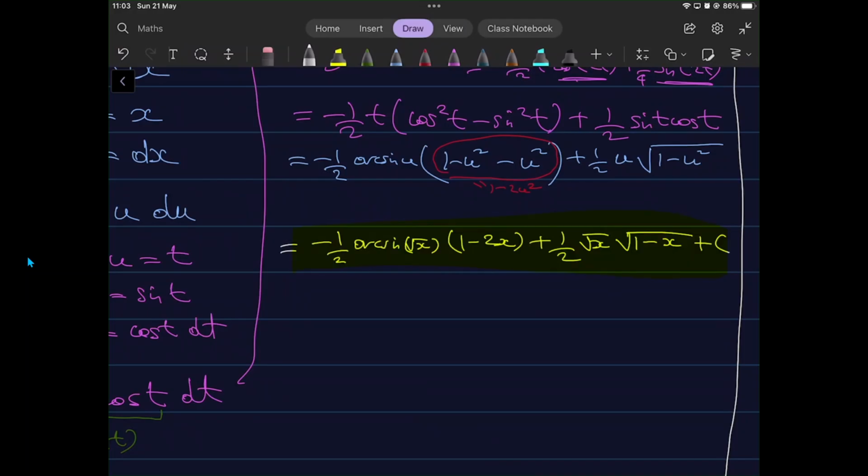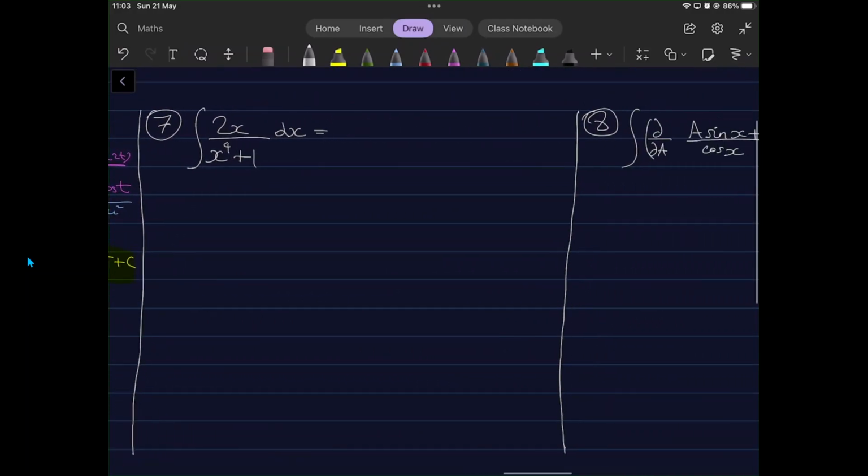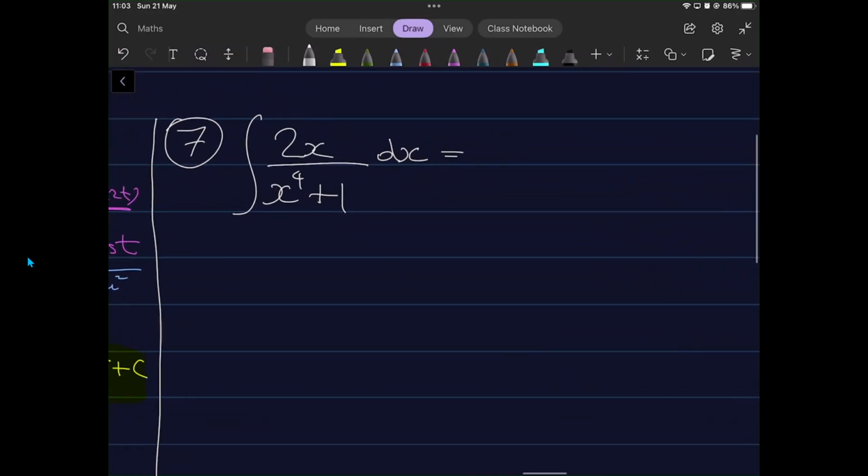Let's see what's our next integral. Number 7. We still have 4 more to go then. The integral of 2x over x to the power 4 plus 1. Now, maybe you could do some awkward looking partial fractions for this, but I'm not convinced. I don't think that would work. Probably doesn't. Instead, I have another way to do it. Let's rewrite the denominator like this. So the x to the power 4 can be written as x squared all squared plus 1.